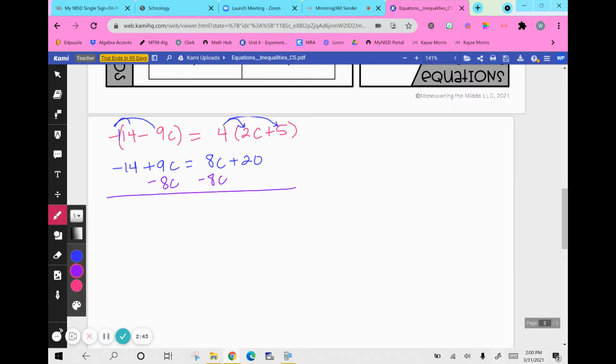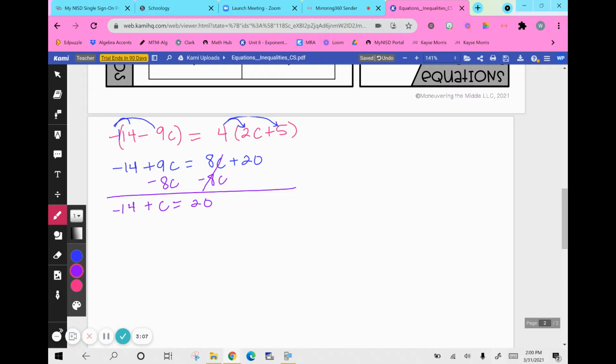So when I do that, I'm left with -14, and then this is 9c minus 8c, so that's positive 1c left, or just positive c. Then 8c minus 8c, that's going to leave us with 0, okay? And then we've got this plus 20. So now we want to get all the constants to one side. We got all the variables on one side. We want to get the constants on the other side.